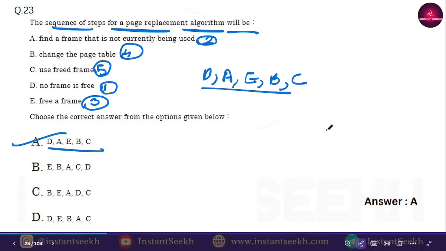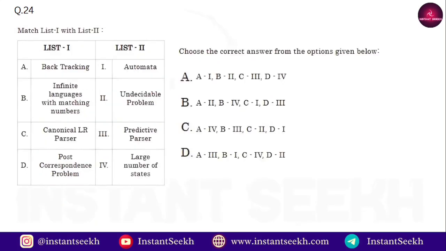Okay, so let's move on to the next one. Match the list 1 with list 2. We have backtracking, infinite languages with matching numbers, canonical LR parser, post correspondence problem. So let's match. Backtracking refers to predictive parser, so A goes for 3. If you try to eliminate straight away, you can see option D is none of the options as A is 2 3. Then we will see the other options as well.